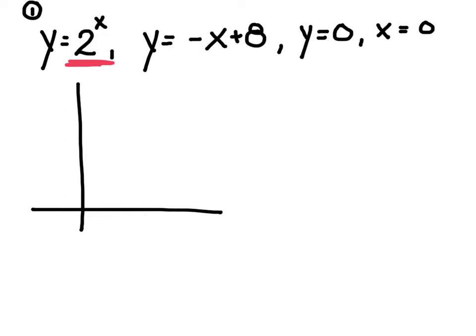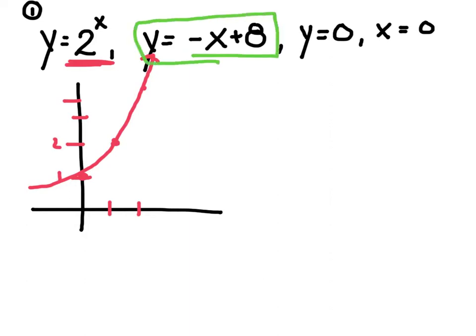If I plug 0 in, anybody to the 0 is 1. If I plug a 1 in, 2 to the first is 2. If I plug a 2 in, 2 squared is 4. Obviously, you get the idea. This function is increasing. Next, negative x plus 8. Hopefully we all know this is the equation of a line with a negative slope. So I'm going to say it looks like this. This picture is not drawn to scale, I want to reiterate.